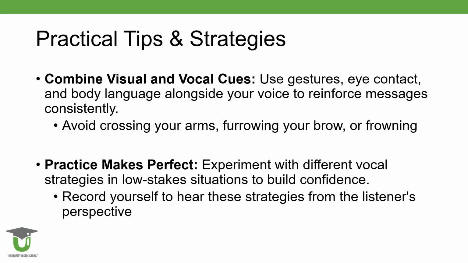To communicate effectively, it's important to combine both visual and vocal cues. Use gestures, maintain eye contact, and be mindful of your body language to reinforce the messages you're delivering with your voice. This consistency helps your audience connect with and understand your message more clearly. Consider speaking in front of a mirror to identify any body language that you may be exhibiting unintentionally, like crossed arms, hands on hips, furrowing your brow, or frowning.